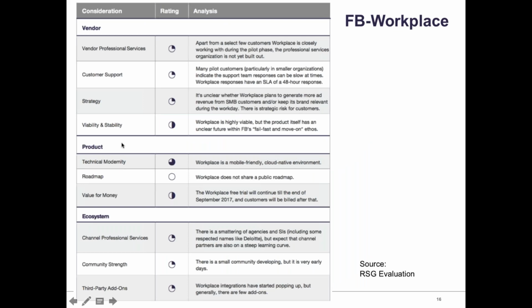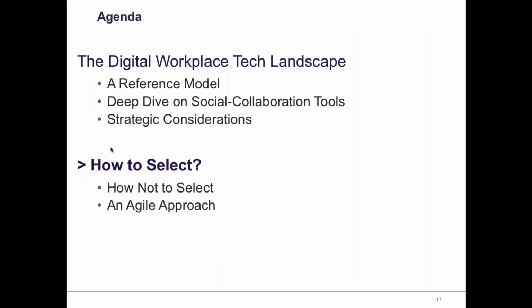We definitely spend a lot of effort on this in our research, more and more, in terms of strategic considerations with respect to things like vendor professional services, customer support, viability and stability. Technical modernity is a big one, because we find that technical debt is a huge issue. Then there's value for money, and then this huge ecosystem. With Facebook, the ecosystem is really just kind of forming. Facebook has not put a lot of effort into this, and really wants the team to go direct to market. We consider that to be something of a strategic long-term risk with this particular platform.